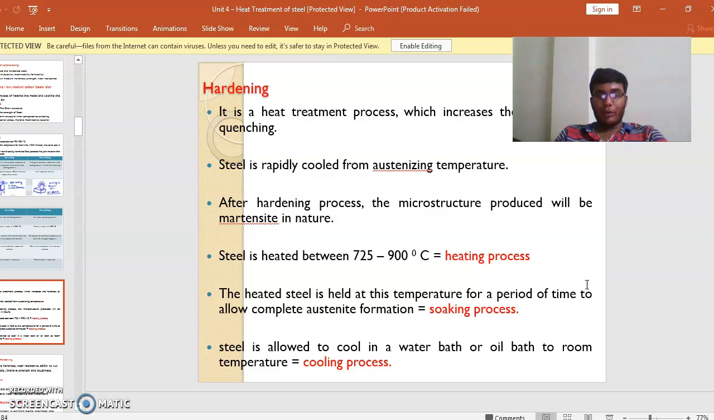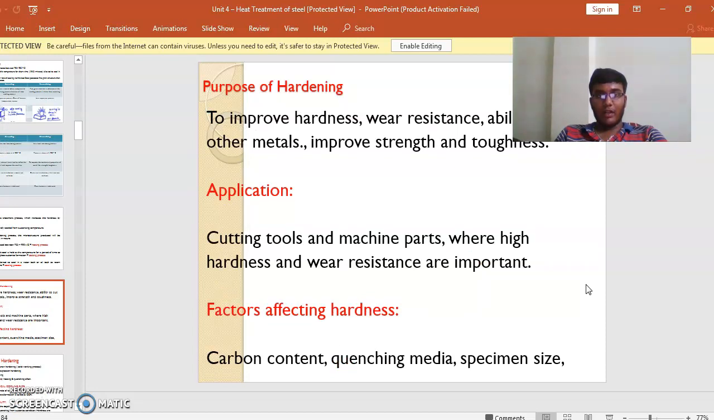During the soaking process, the heated metal is held at a temperature for a period of time to allow complete austenite formation. In the cooling process, steel is allowed to cool in a water tub or oil bath to room temperature. Purpose of hardening: to improve hardness, wear resistance, ability to cut other metal, and improve strength and toughness. Applications of the hardening process are cutting tools and machine tools, where high strength and wear resistance are important.